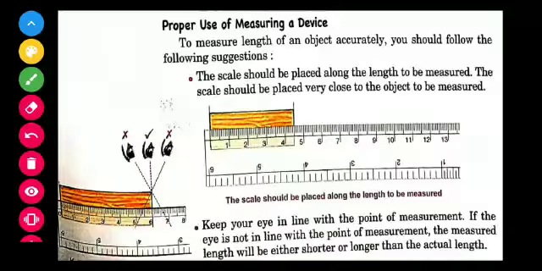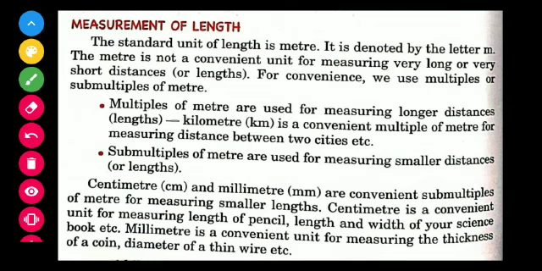Now in this lecture, first of all, we studied the measurement of length. The standard SI unit of measurement of length is meter, but we choose the unit according to the size of the object or distance, whether you want to measure the distance between two cities or the height of a building. That depends upon the size of the object.